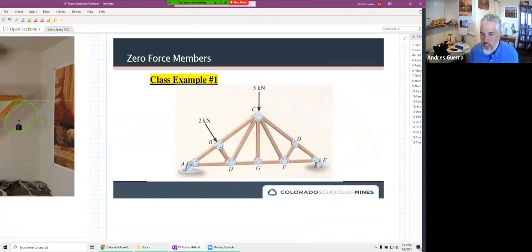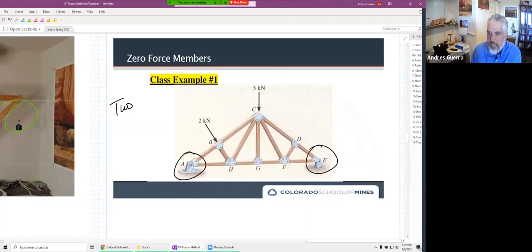I encourage you all not to try to take notes, but to think about the thing that we just did and see how that's applied to a problem that we would see in the homework or on an exam. Two members meet, that is A and E. So I look at A and E and draw an FBD. At A, I would have AB as unknown, AH as unknown, and also an AY and an AX.